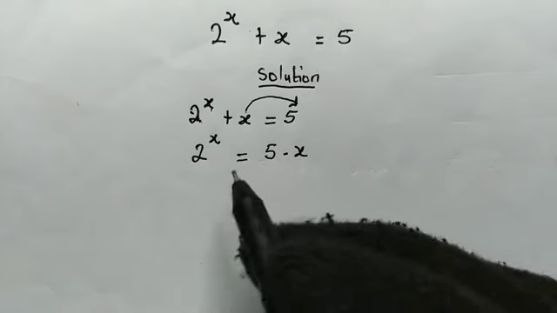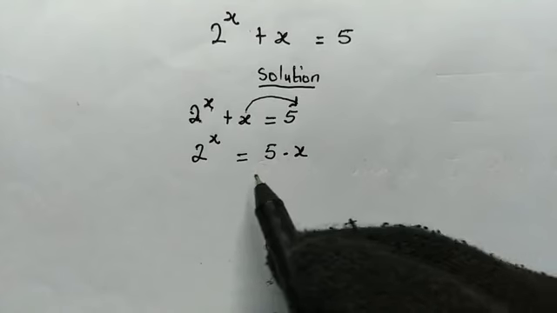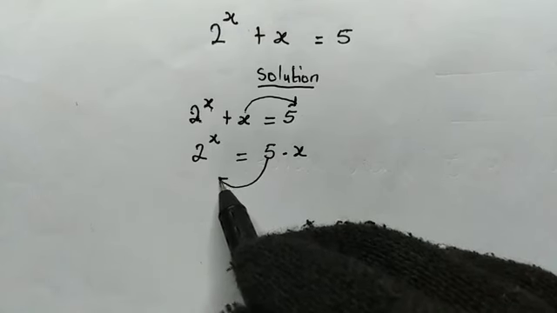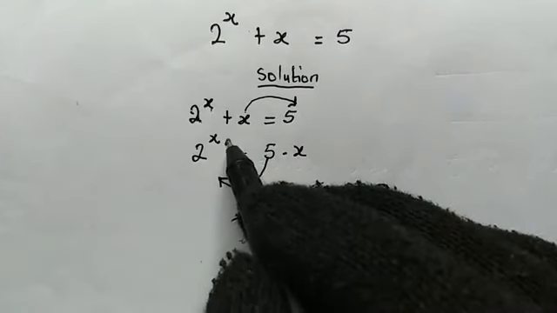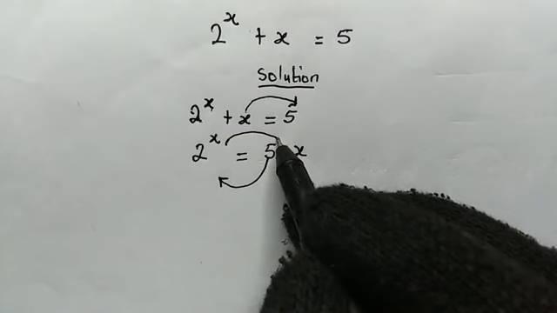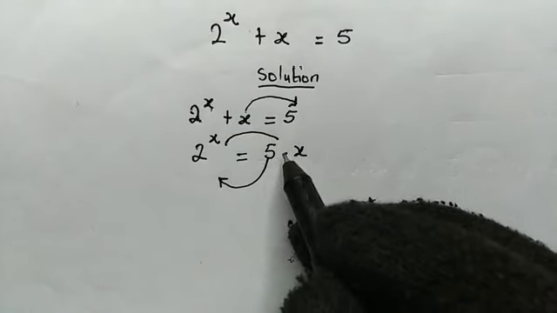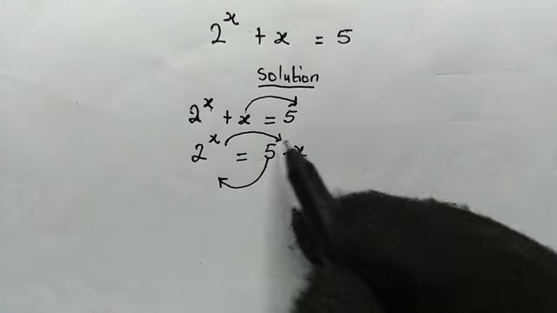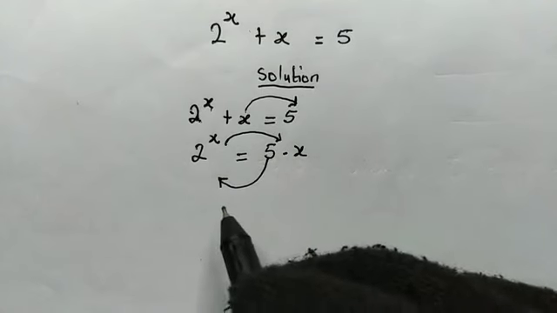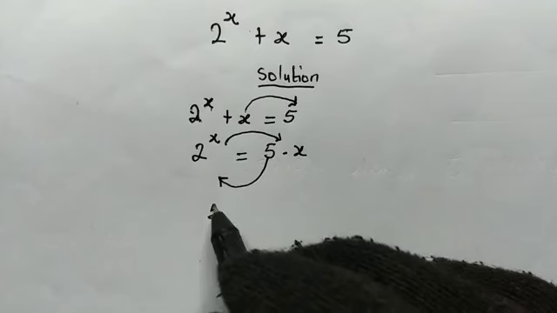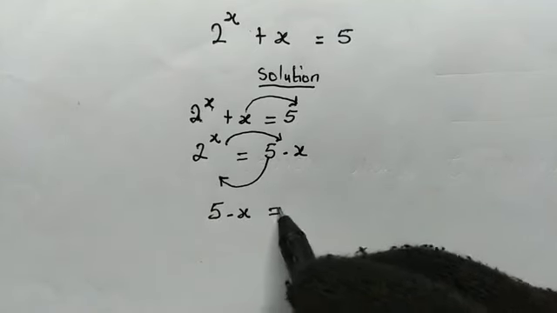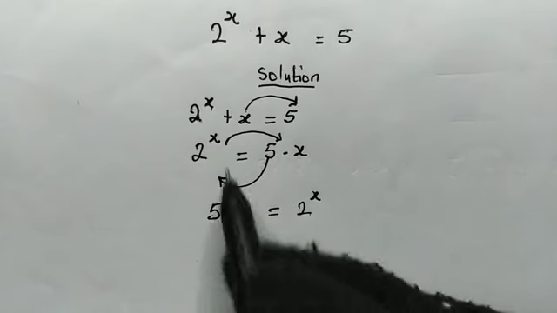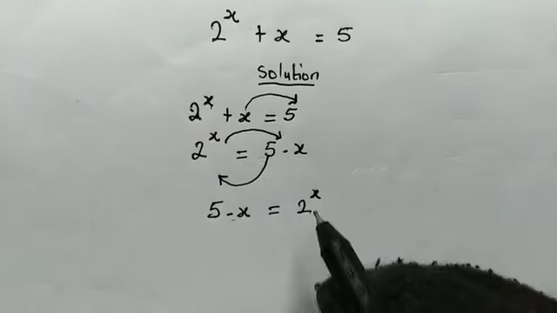Now in our next step, let us change the sides of this equation. So we can make the right hand side the left hand side, but that will not affect the equation. So we have here 5 minus x is also the same as 2 to the power of x. So we can see this is still the equation we have right over here.